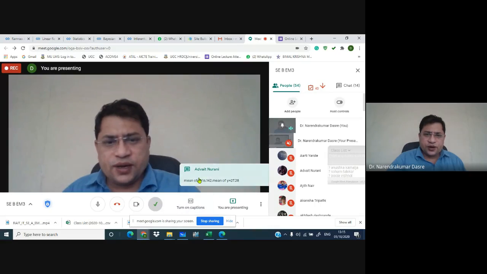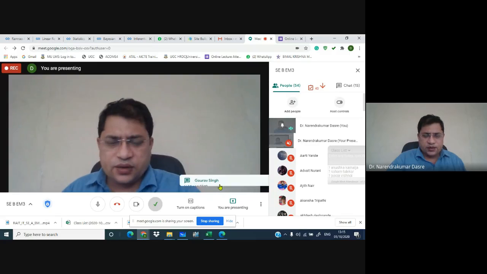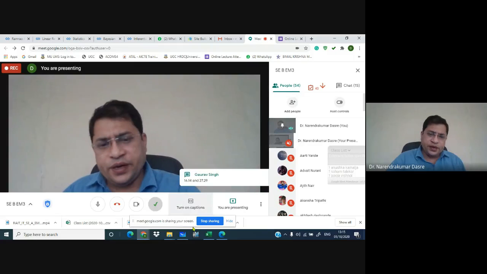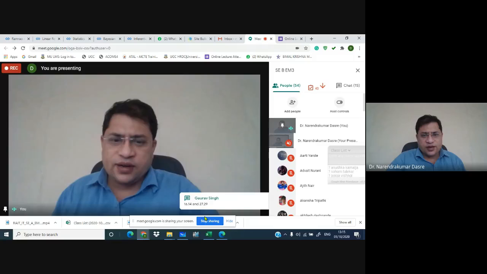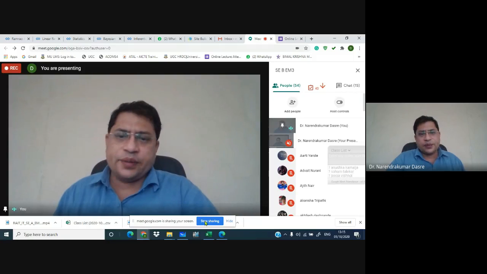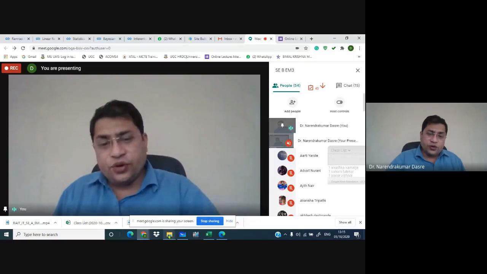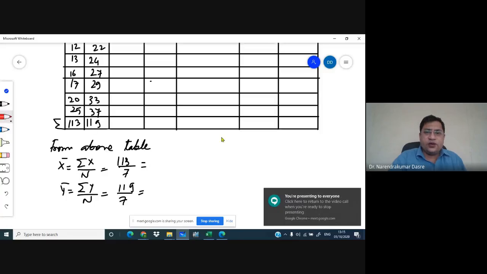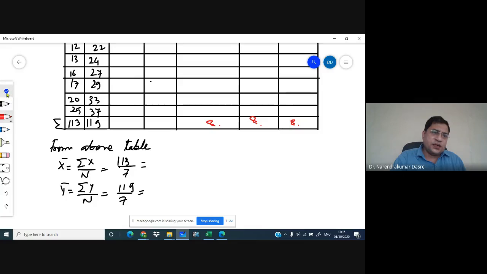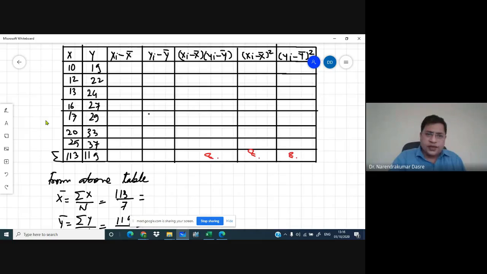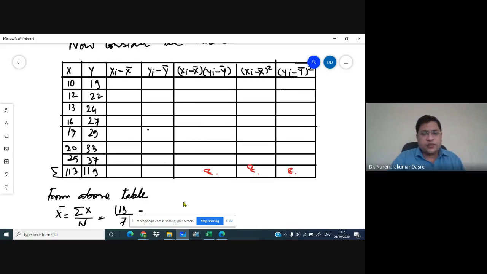Okay, so you got x bar and y bar, and now we have to calculate the remaining table. So please calculate the table, and as we know, we are interested in the last three values. Please calculate these three values and complete all these entries. Complete this table and then let me know what you get.